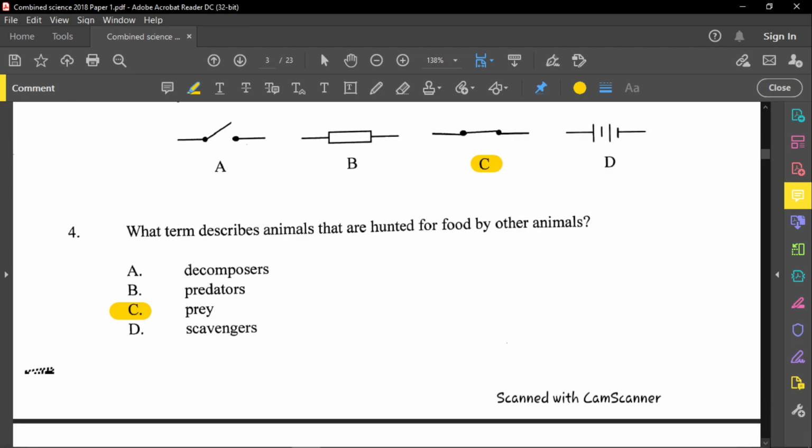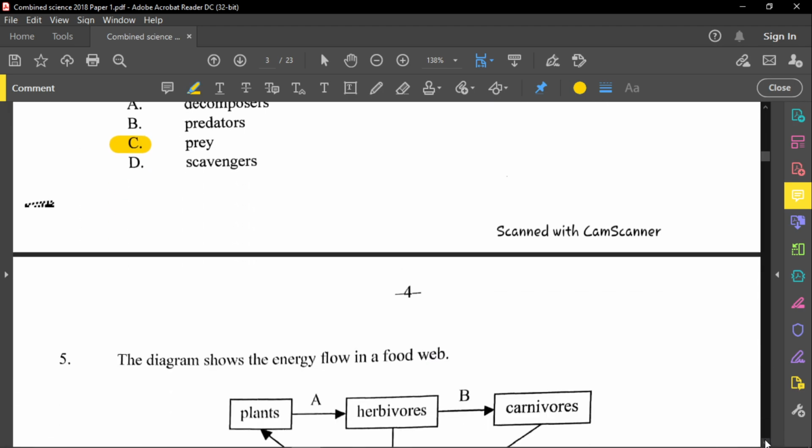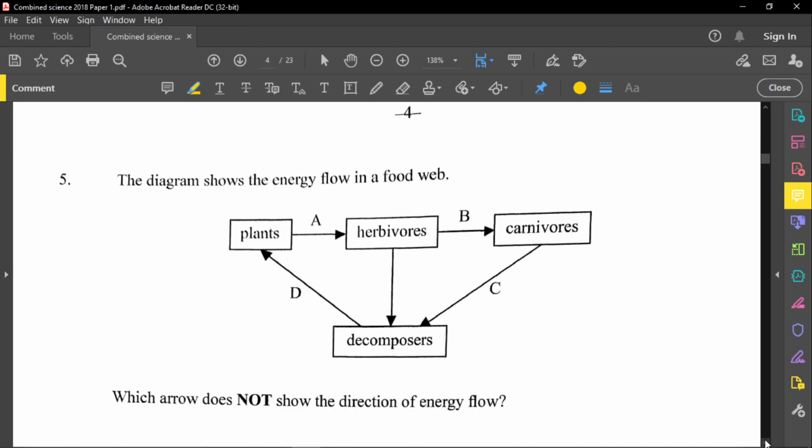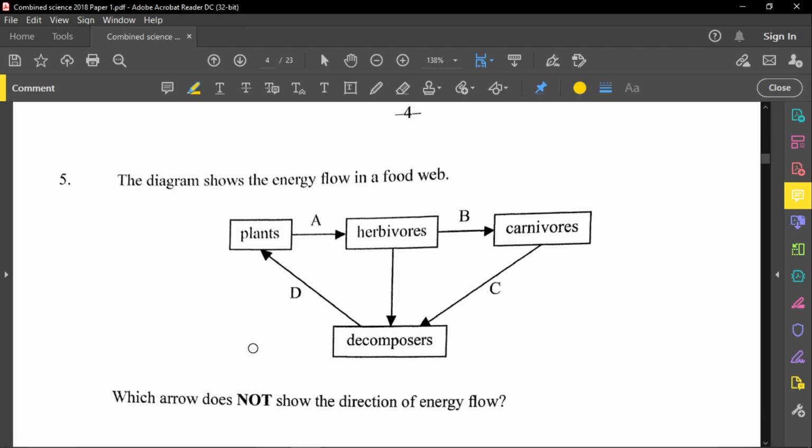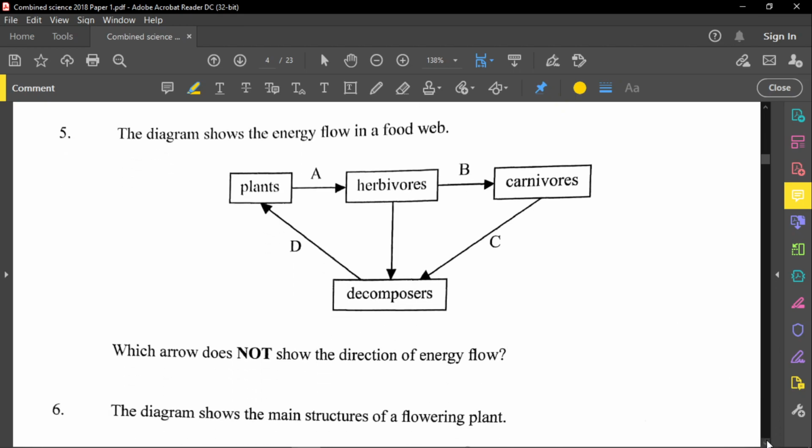All right, so let's jump to question number 5. For question number 5, it reads that the diagram shows the energy flow in a food web. You have a decomposer, you have plant, you have herbivore, you have carnivore. The question reads, which arrow does not show the direction of the flow of energy? If you look at the food web carefully, you'll notice that from plants to herbivore, that's correct. From herbivore to carnivores, that's also correct.